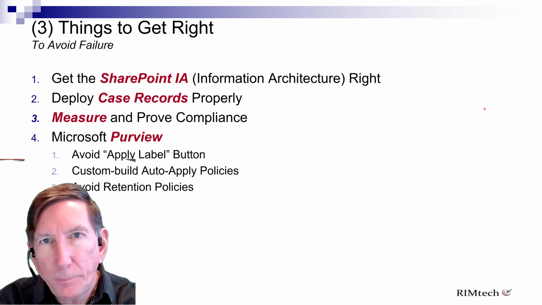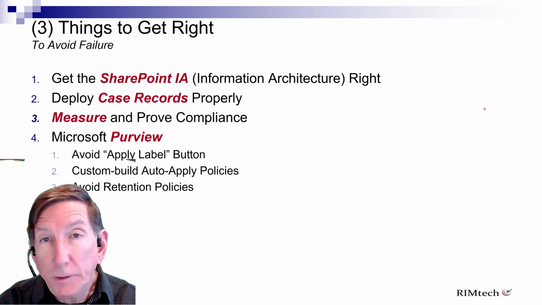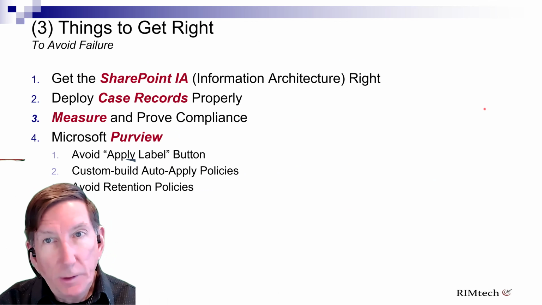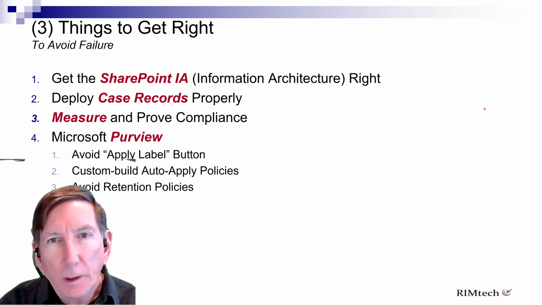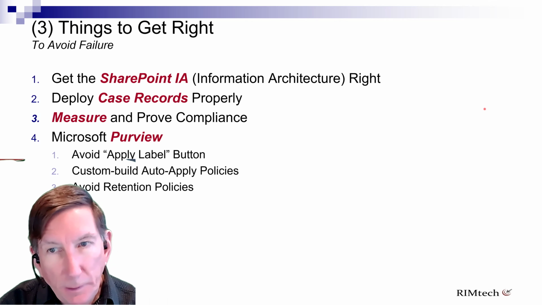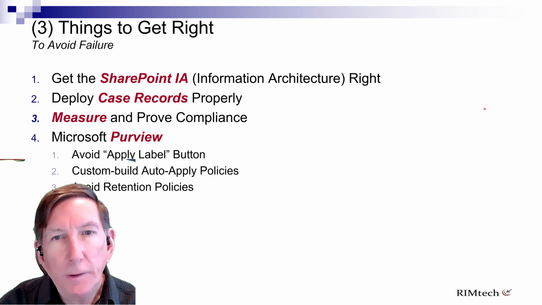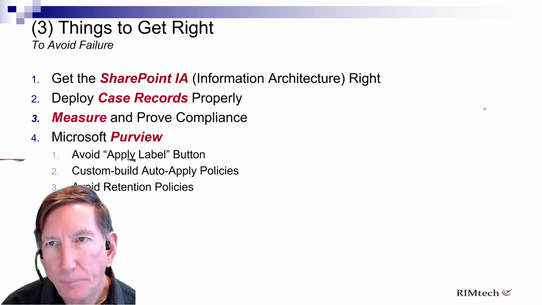So I have a third possible point of failure for that as well, and we will talk about that briefly in this session. Now, for all projects, there are three things to get right in order to avoid this failure. Number one is to get the SharePoint information architecture right. Number two is deploy case records properly. Number three is measure and prove that the system is compliant. And if you're using Purview, then you've got to get Purview deployed properly. And that means three things: avoiding the apply label button, custom building an auto apply policy solution, and number three is avoiding retention policies. So we'll talk about all of these in detail.